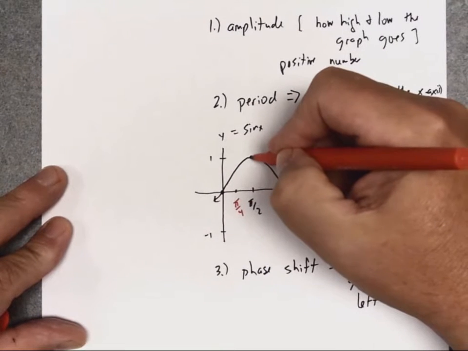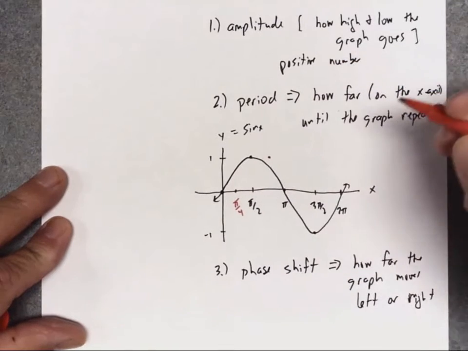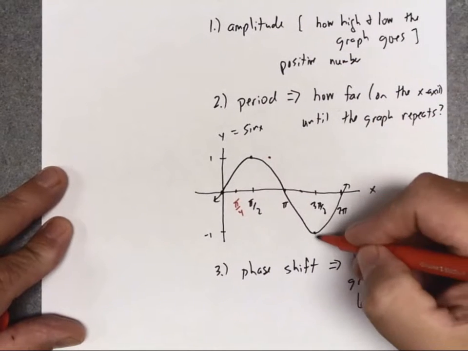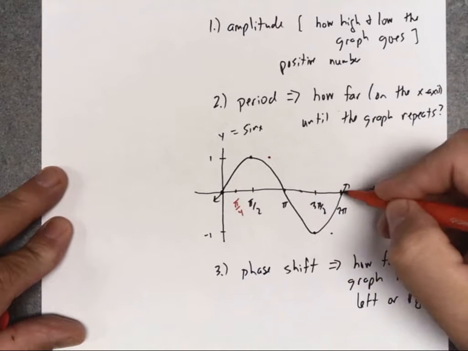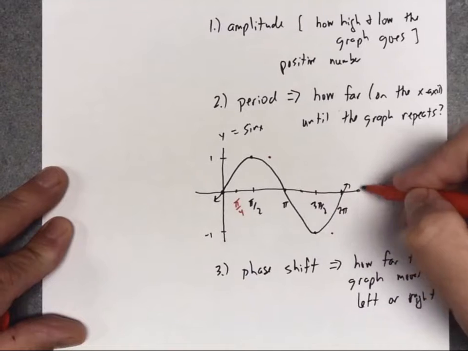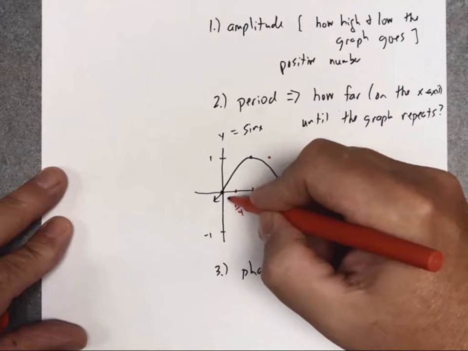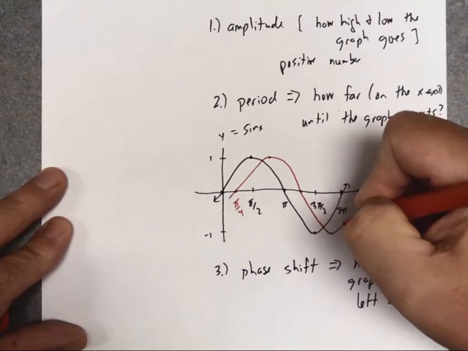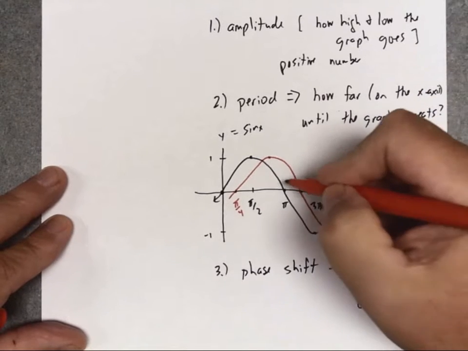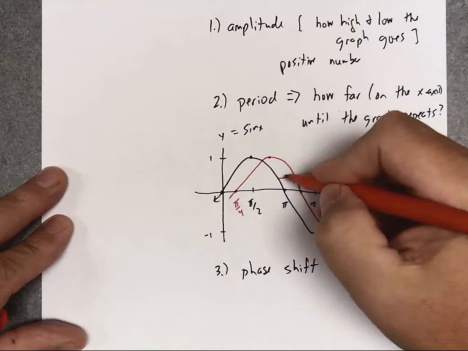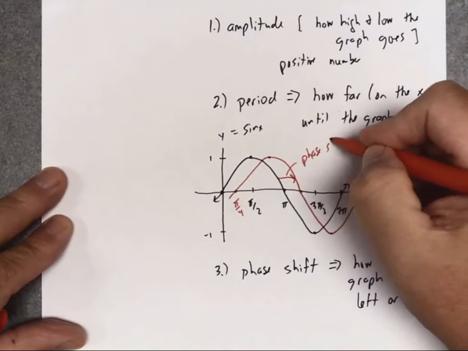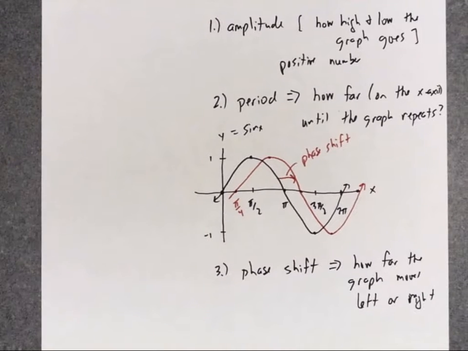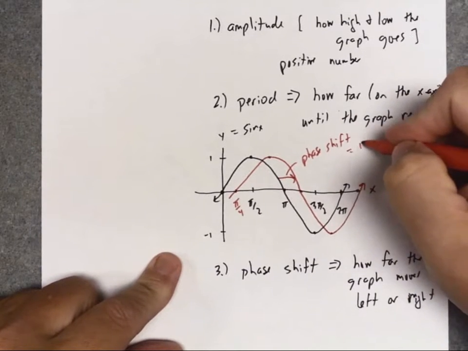So this point goes here. This one now moves over here. This point now moves over here. The bottom of the graph now moves here. And this point would now go here. Now if I connect all the red points, what you're going to see is it's like that whole graph has just been moved to the right by, in this case, pi over 4.